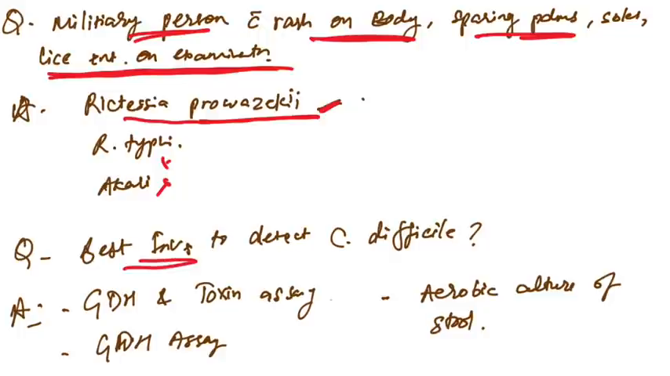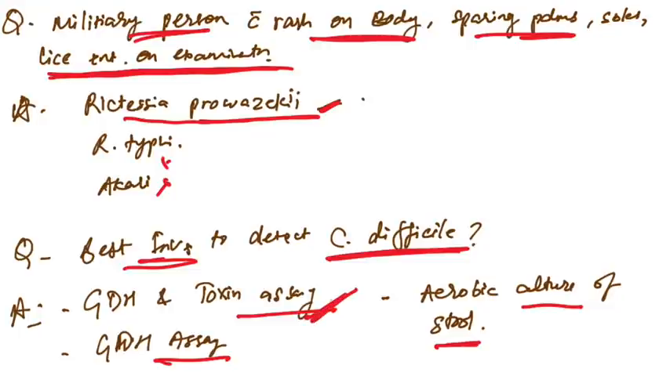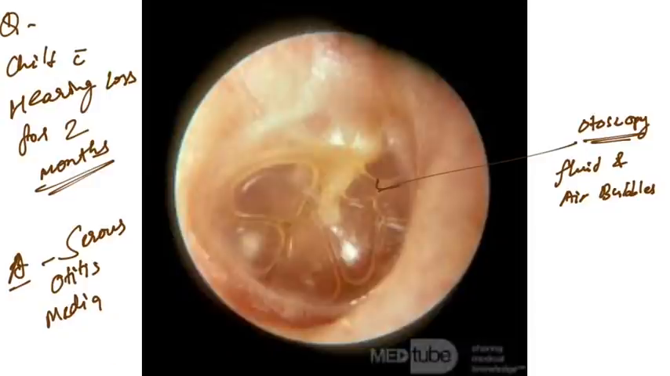Now, the best investigation to detect Clostridium difficile. The options were GDH and toxin assay, GDH assay alone, and aerobic culture of the stool, because it is seen in stool. So GDH and toxin assay is the best investigation to detect Clostridium difficile.